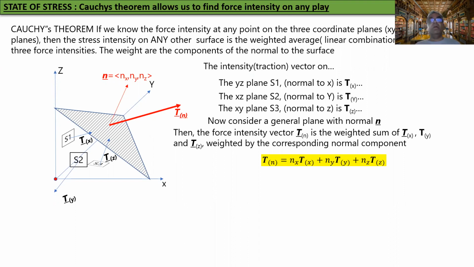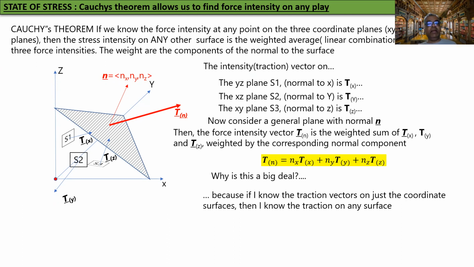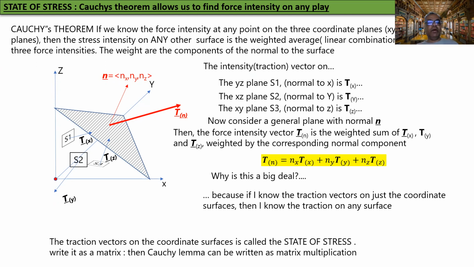Okay. Now, this is not convenient. Before we go there, why is this a big deal? Because if I know the traction vectors on just the coordinate surfaces, then I know the traction on any surface. Because of Cauchy's lemma, the traction vectors on the coordinate surfaces are called the state of stress. We will write it as a matrix because then this Cauchy result can be written by doing matrix multiplication. That is what we are going to do, but this is the idea.